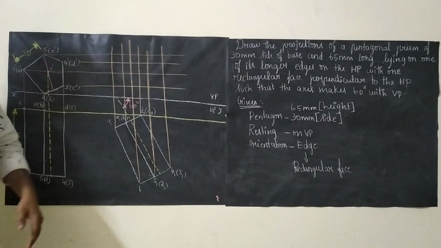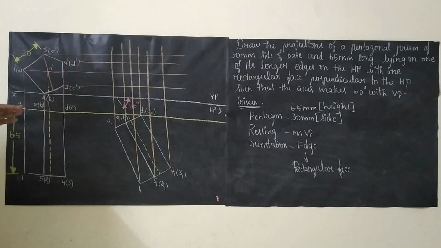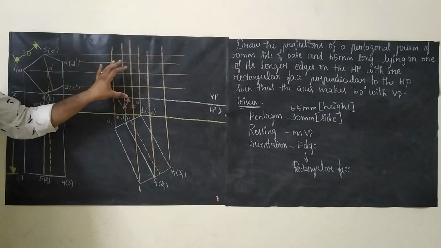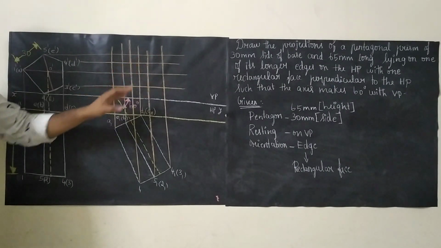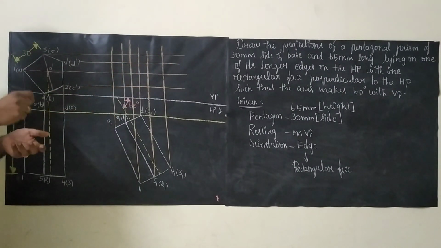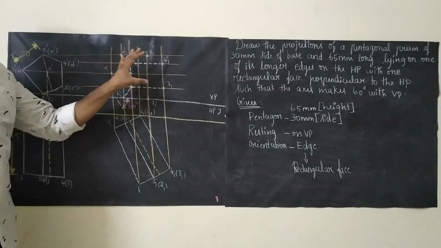5 is already on the XY line itself. So extend all the 4 points horizontally. Then try to get the intersection points of A, B, C, D, E, and get the intersection of 1, 2, 3, 4, 5. After that, we will see what all things should be hidden. Now we have marked all the intersection points A, B, C, and 1, 2, 3, 4.